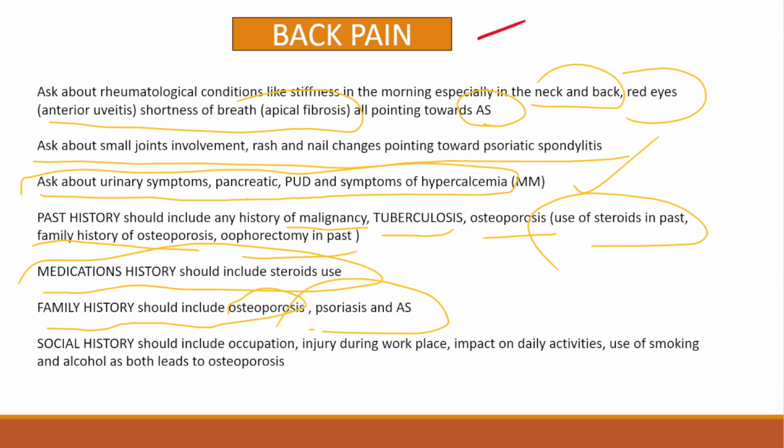In social history, we will ask about the occupation and any injury during workplace occupation, because if the patient is a manual worker, they are prone to degenerative spine disease like osteoarthritis. So we'll ask about that. Injury during work can lead to spinal cord compression and disc prolapse, and we will ask about the impact of the back pain on daily life activities and workplace activities. We'll ask about smoking and alcohol, as both lead to osteoporosis. So this is all about the history of back pain.